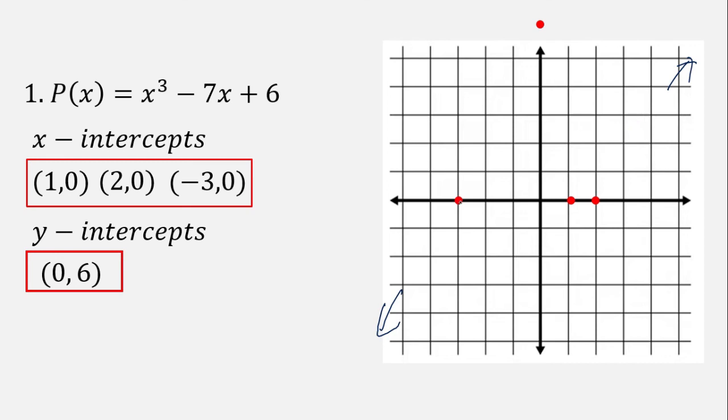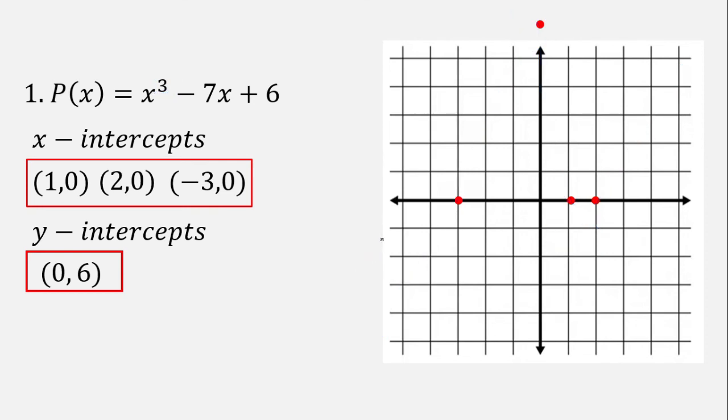Okay, now let's try to connect the dots. Now remember, we don't have any multiplicity. That's why it will cross the x-axis on all the x-intercepts. So this 3 will give us a maximum of 2 turning points. That's why we have 1 and 2 turning points here. So this is the rough sketch of the graph.